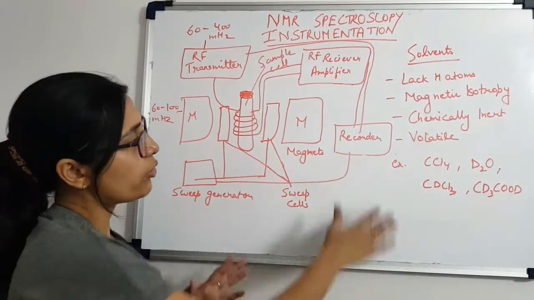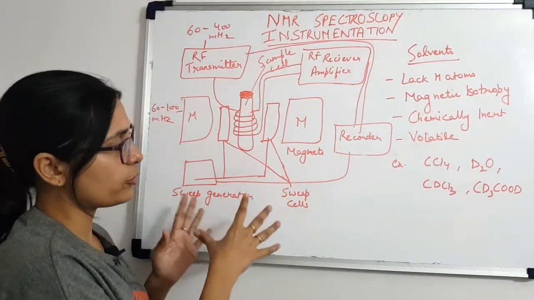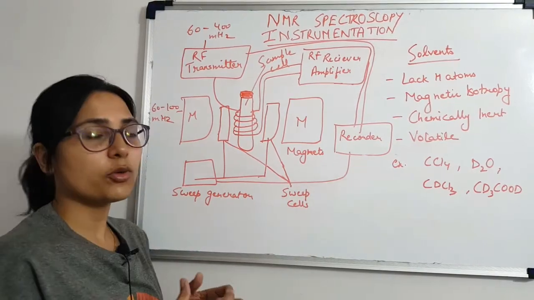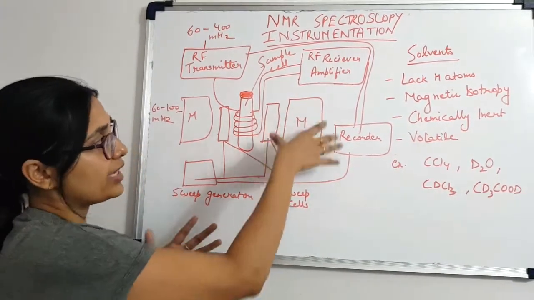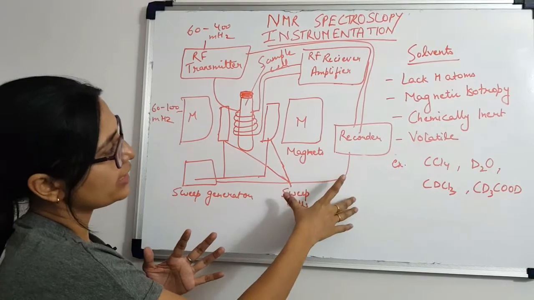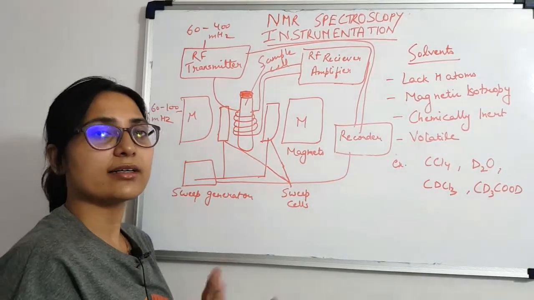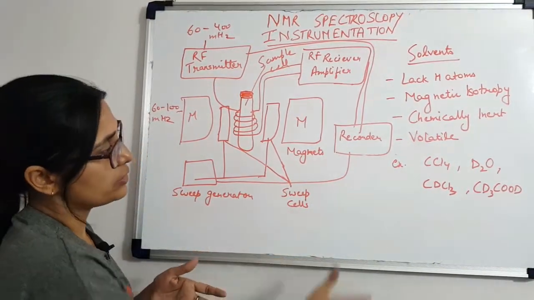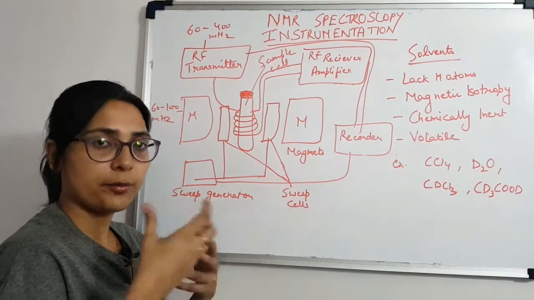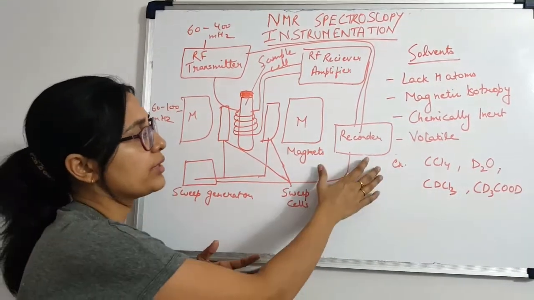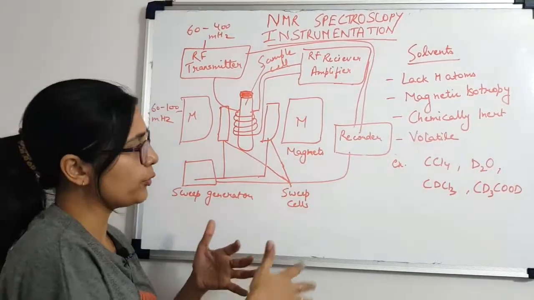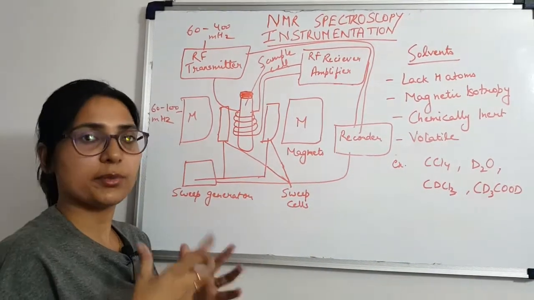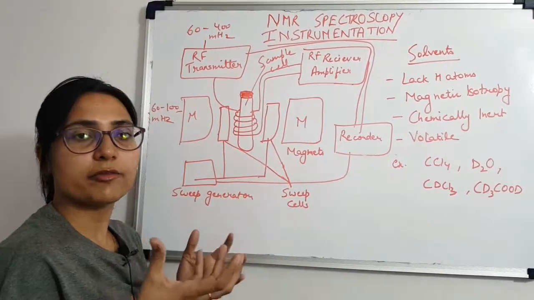Now the recorder is the final component of your spectrophotometer. This recorder receives and analyzes the NMR signal, and then it can convert the data into a spectrum. So the recorder is the one that produces the spectrum. It can be a recorder plus a computer, and that spectrum can be used to determine the functional groups present in your sample.